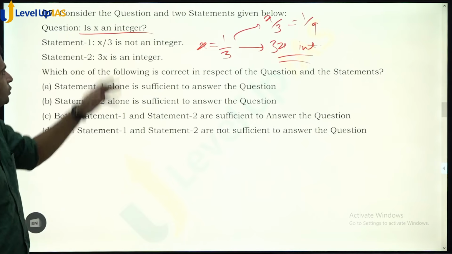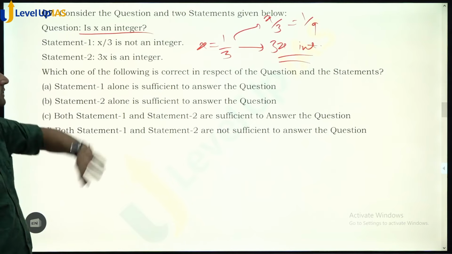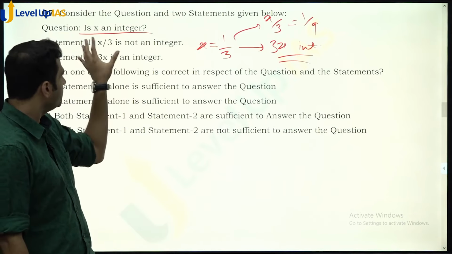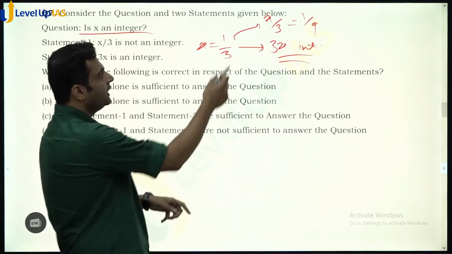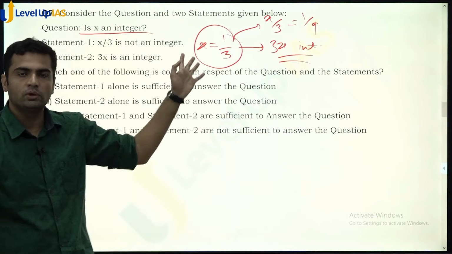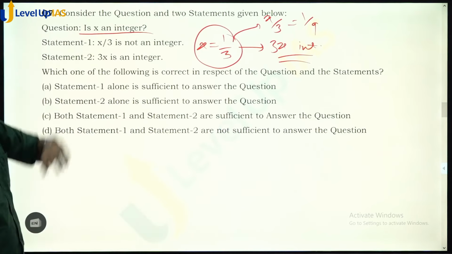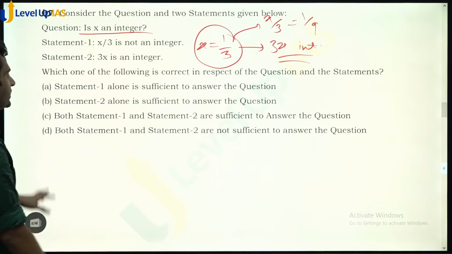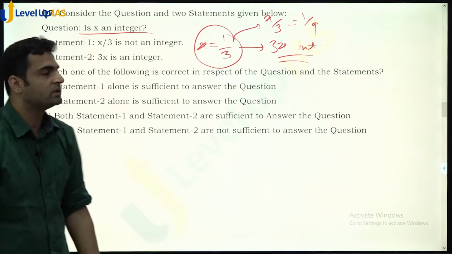Combining these two statements, can we say something? 3x is an integer, plus x by 3 is not an integer. Our x equal to 1 by 3 followed those two conditions as well, but still x is not an integer. So nothing can be said about it. Statement 1 and 2 are not sufficient to answer this question.